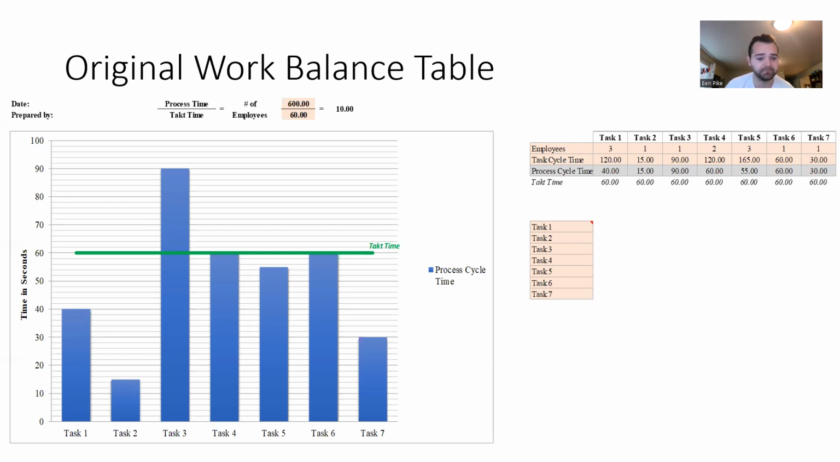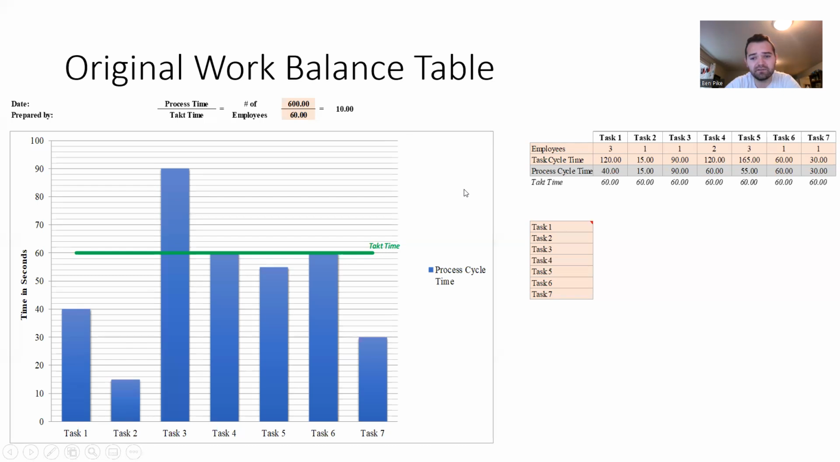As you can see, task 3 is far above, which is going to create a bottleneck and problems for being able to keep up with the demand. And some of the other tasks, tasks 1, 2, and 7, are far below, which means that we could potentially be wasting a lot of staffing time and having a lot of inefficiencies. So this is our current setup.